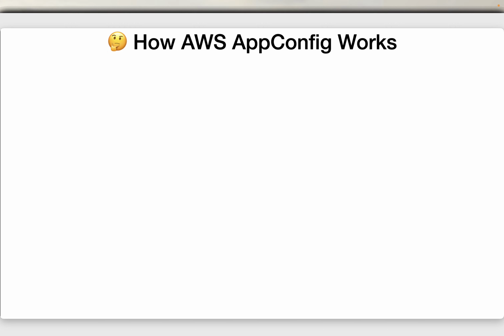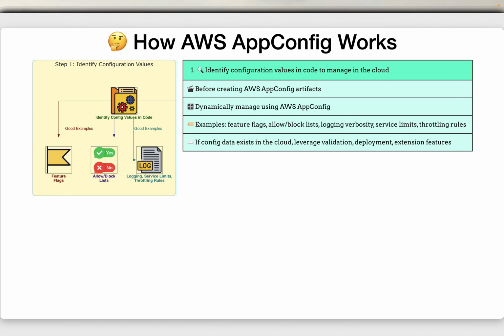So let's see how AWS AppConfig works, step by step. Step 1: before creating AWS AppConfig artifacts, you identify configuration data in your code that you want to dynamically manage using AWS AppConfig. Good examples include feature flags, allow block list, logging verbosity, service limits, and throttling rules. If your configuration data already exists in the cloud, you can take advantage of AWS AppConfig validation, deployment, and extension features to further streamline configuration data management.